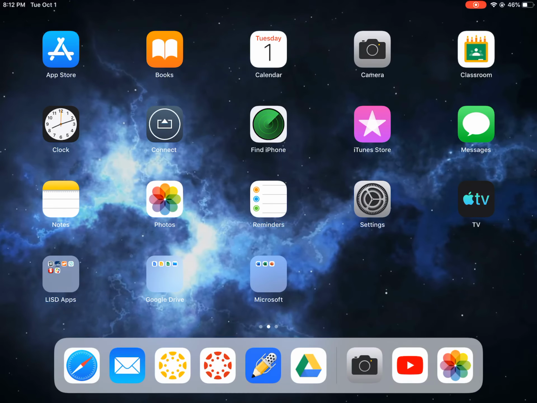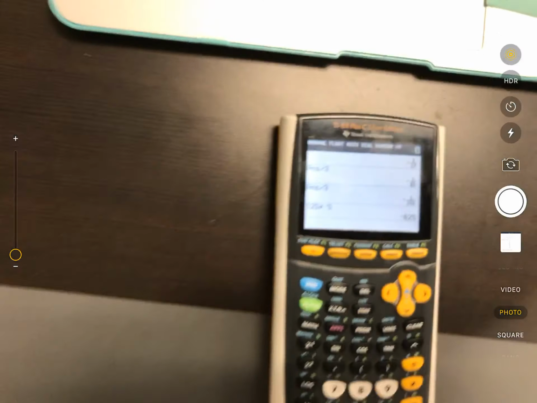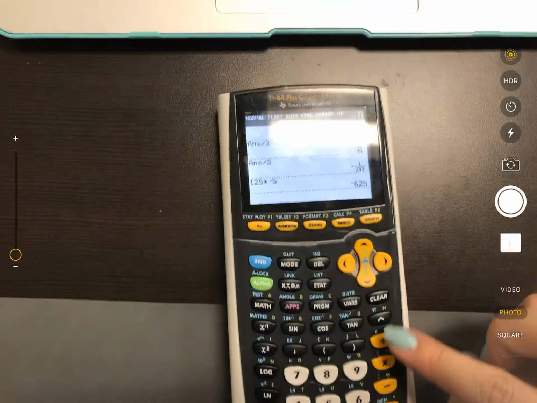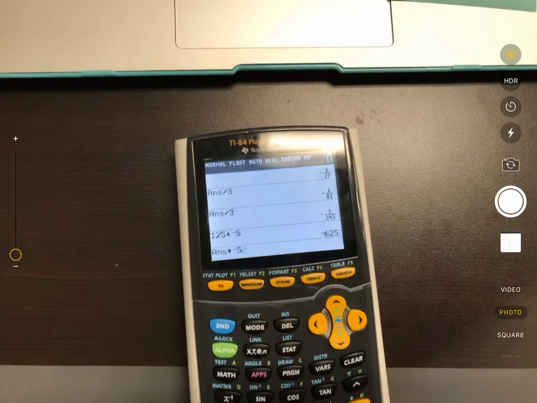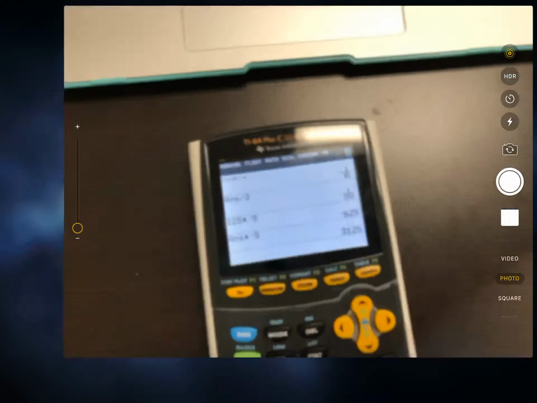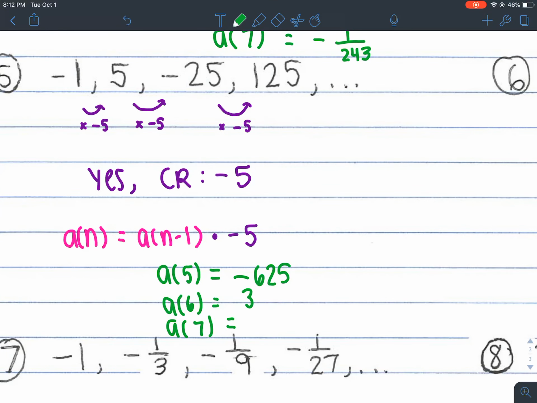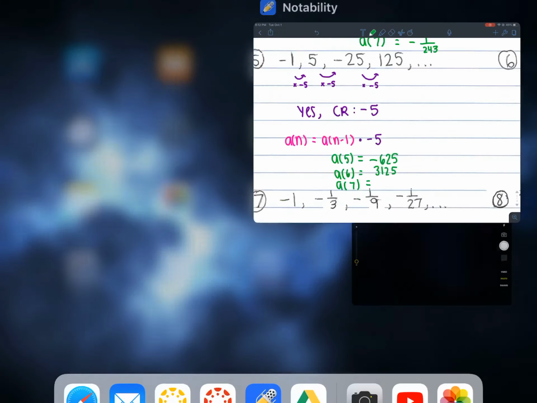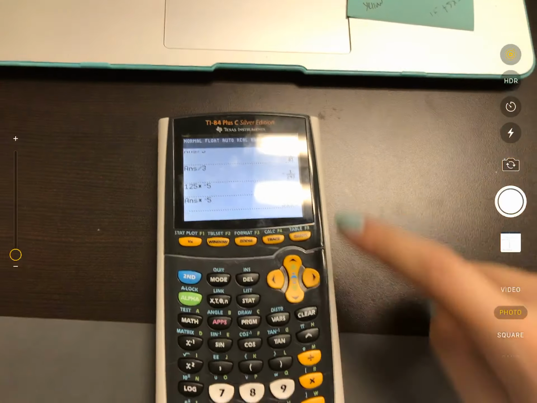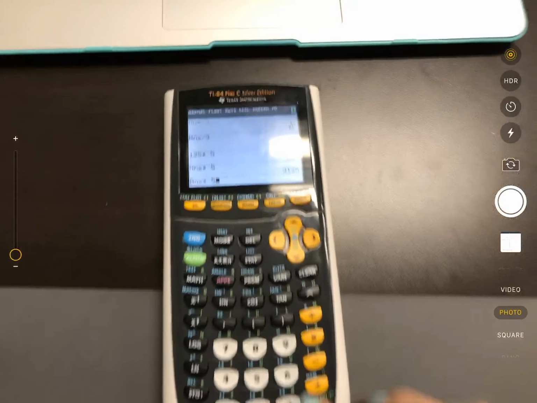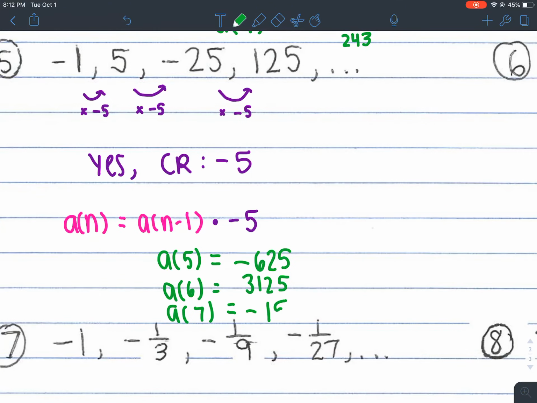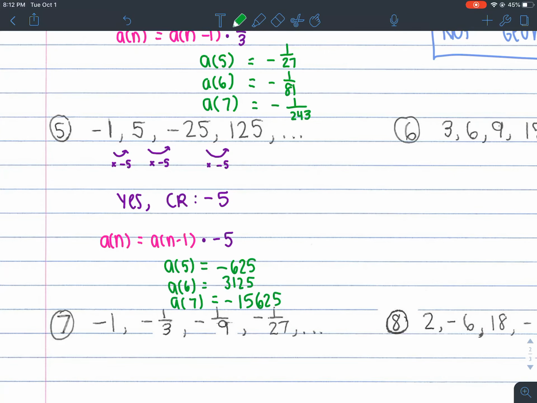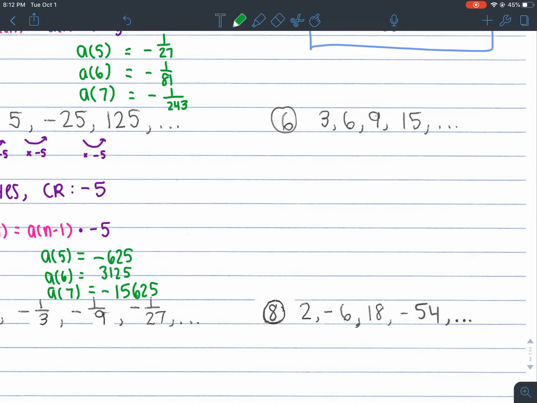If I take -625 and multiply that by -5, so I'm taking my previous answer and multiplying that by -5, I get positive 3,125. Because I am multiplying by a negative, my signs keep flip-flopping. Then I'm going to take that number and multiply that by -5, and that's going to give me -15,625. Okay? So again, an indicator that you have a negative ratio is when your signs are flipping back and forth.